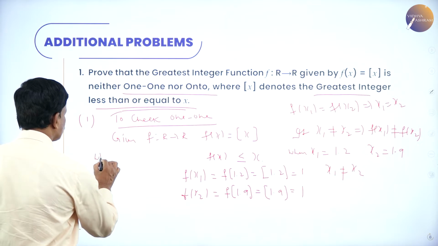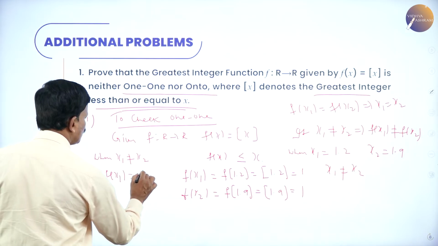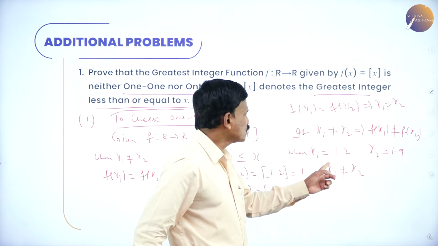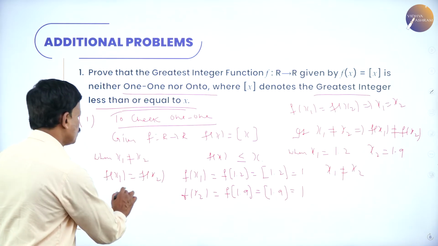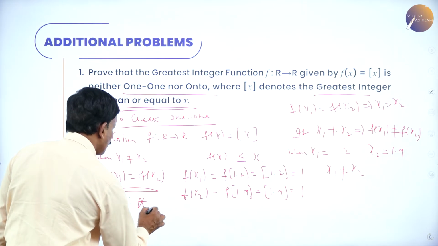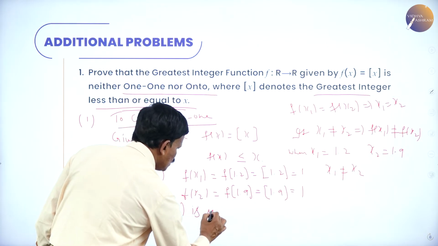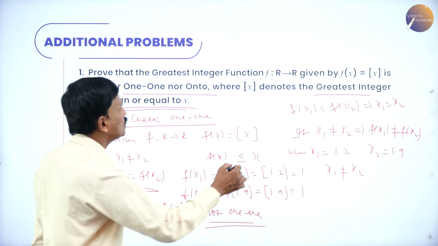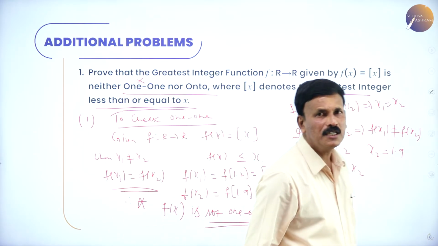When x1 is not equal to x2, f of x1 is equal to f of x2. See, when x1 is equal to 1.2 and x2 is equal to 1.9, you are getting f of x1 and f of x2 as 1 and 1. When x1 is not equal to x2, f of x1 is equal to f of x2. Therefore, f of x is not a 1-1 function. That means the greatest integer function is not 1-1. So the greatest integer function is not a 1-1 function.